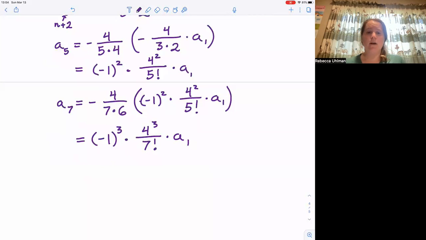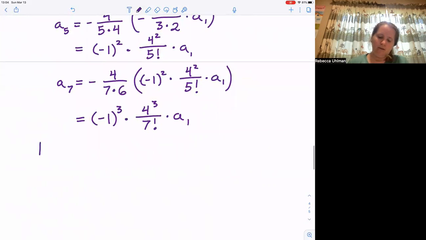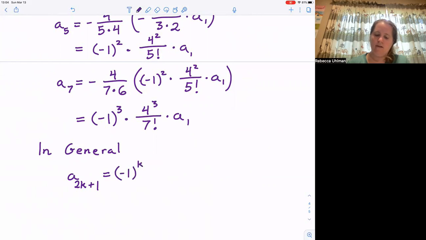So if we look at what's going on here, in general, if we take a sub 2k plus 1, our standard formula for odd integers, we are looking at negative 1 raised to the k, right? 7 would be 2 times 3 plus 1, so that k would be 3, multiplying 4 to the k divided by 2k plus 1 factorial times a sub 1.